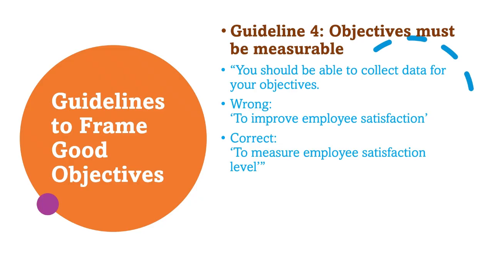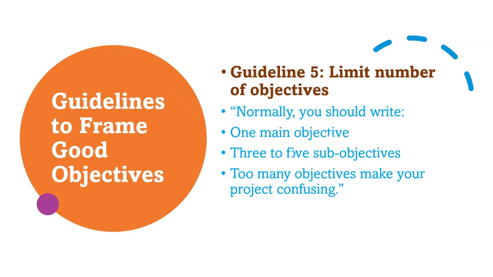Whenever framing objectives, make sure that the objective is measurable. It means you should be able to collect the data for your given objectives. For example, "to improve employee satisfaction" is a wrong objective because it's really difficult to measure. But the correct objective is "to measure employee satisfaction level." It means how far they are satisfied.